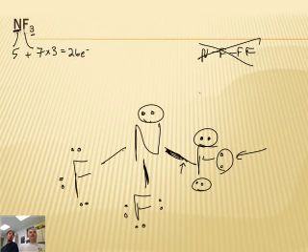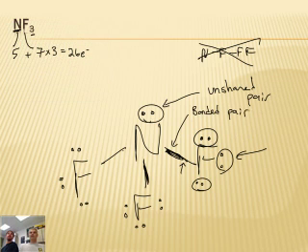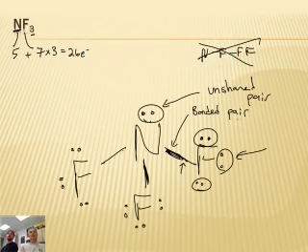By the way, these electrons are called what? Unbonded pairs. Unshared pairs, I think. We're saying the same thing. And in older textbooks, you might see them called a lone pair. This is a bonded pair. It's a lot of names, but the bonded pairs are lines. Unshared pairs are dots on the central atom, or on the outside atoms, too. But the ones you really care about are on the central atom. That's a good point.